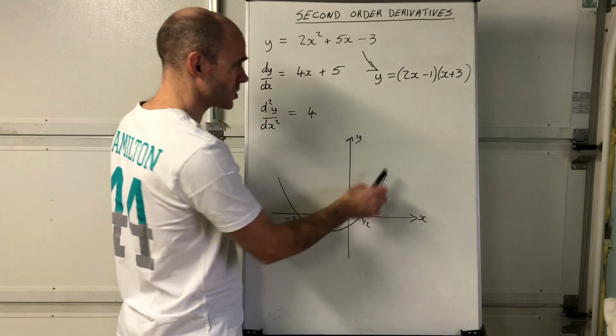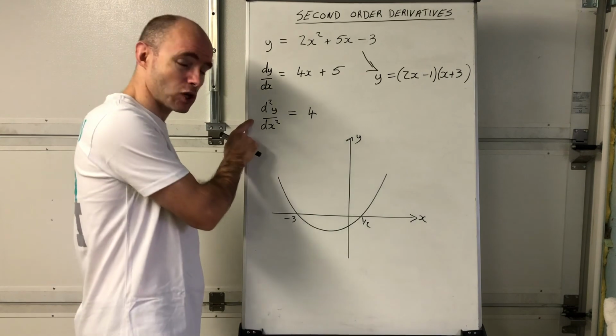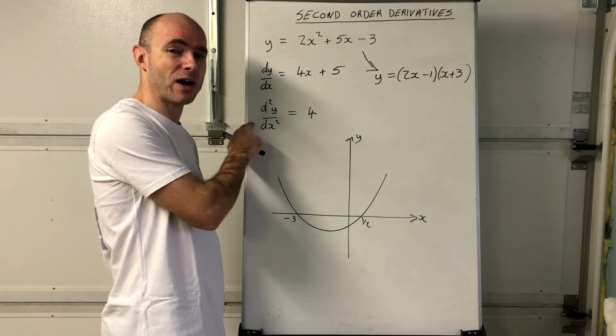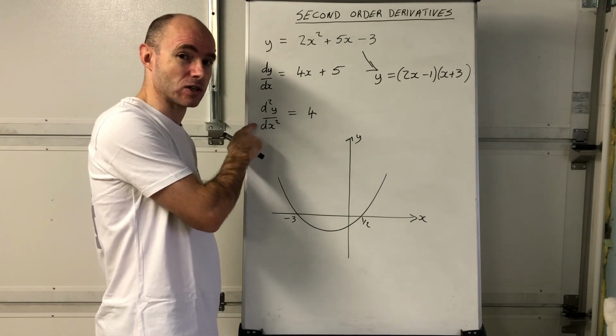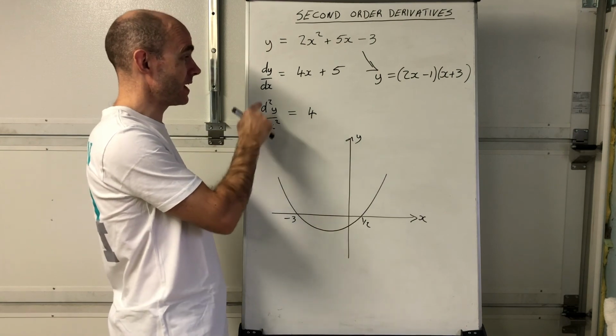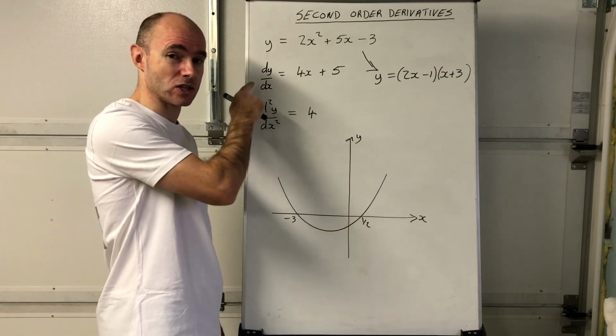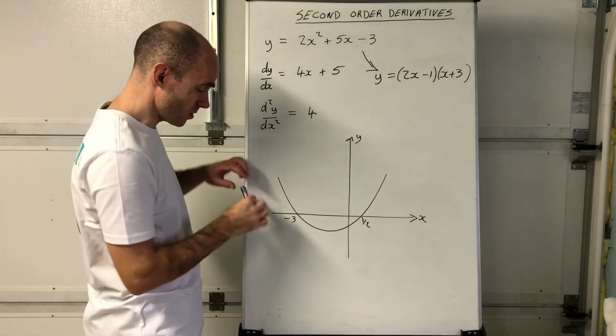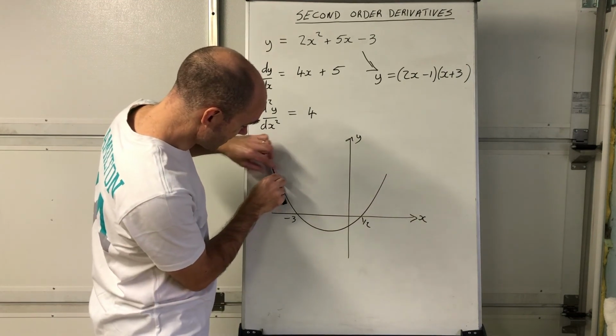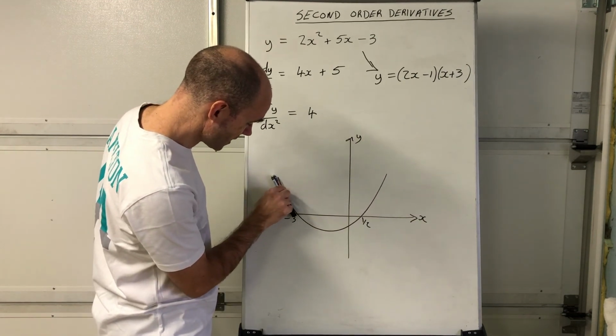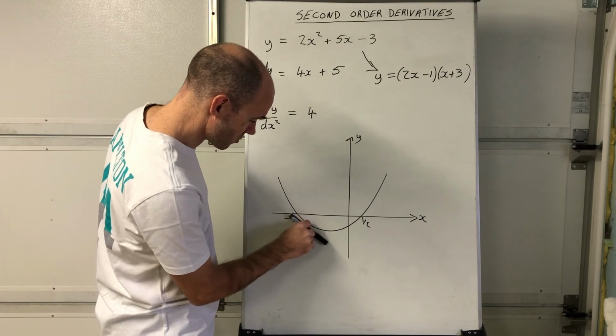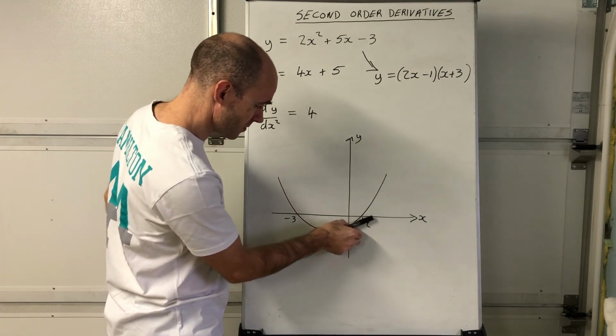You see the gradient is always changing, okay? d2y dx squared is how the gradient is changing, okay? It's how the gradient of the tangent is changing as x changes. So let me just explain it visually by this. How is the tangent line changing? How is the tangent line changing as I go from left to right?